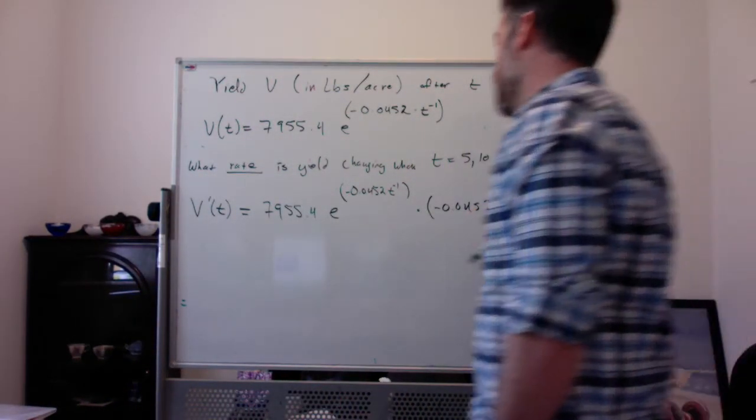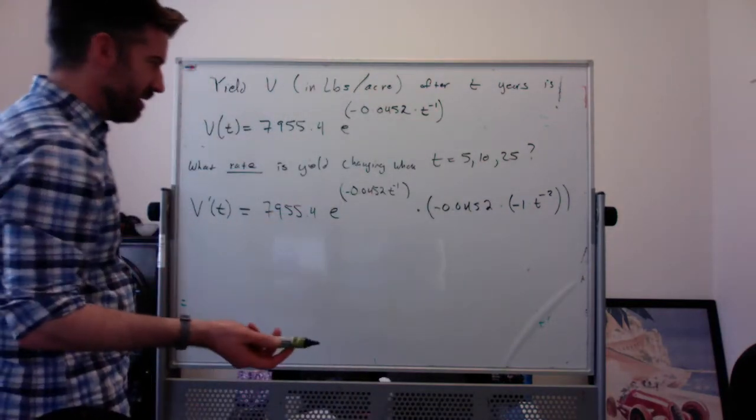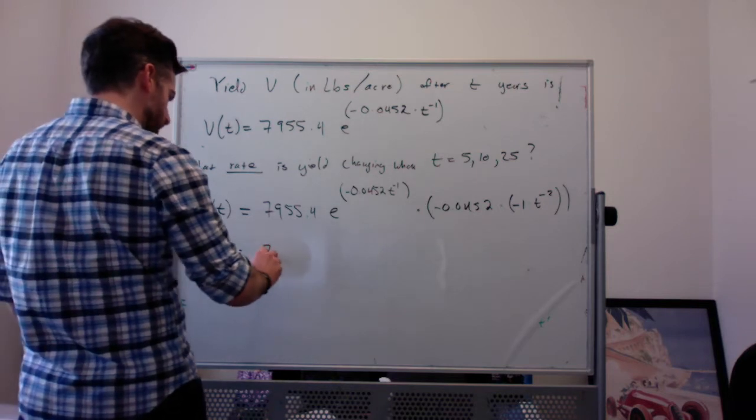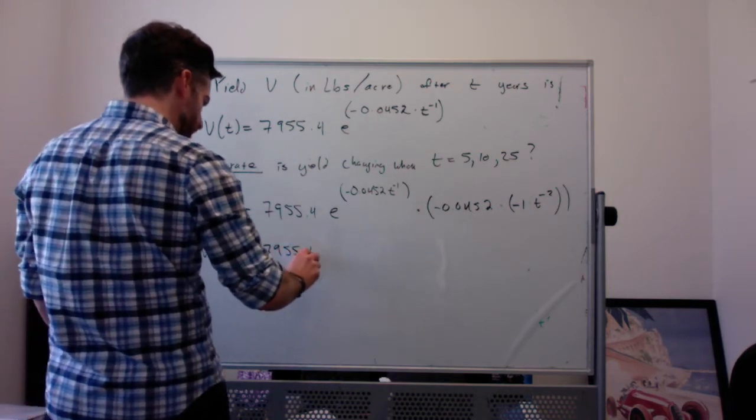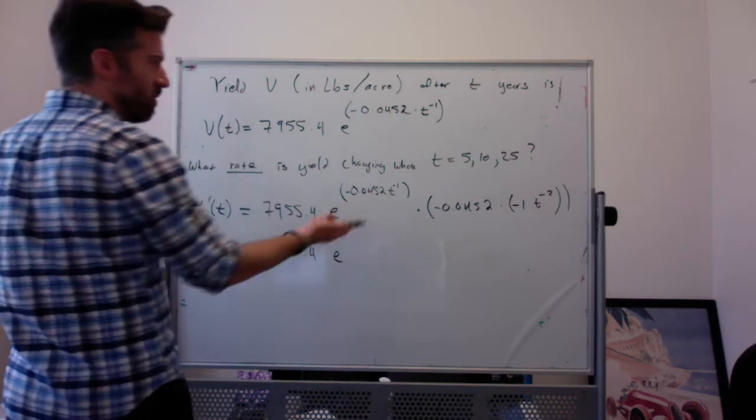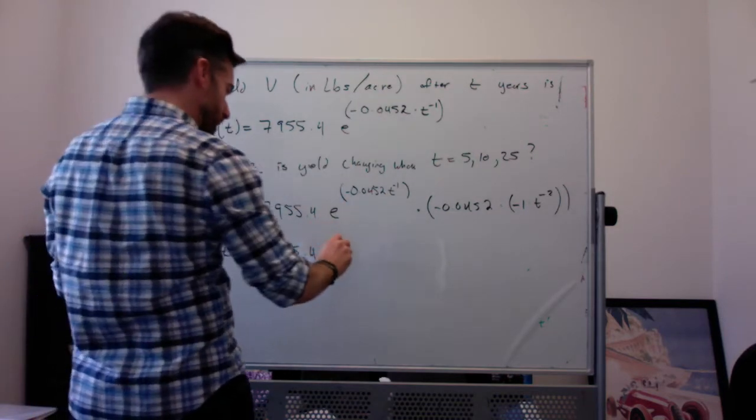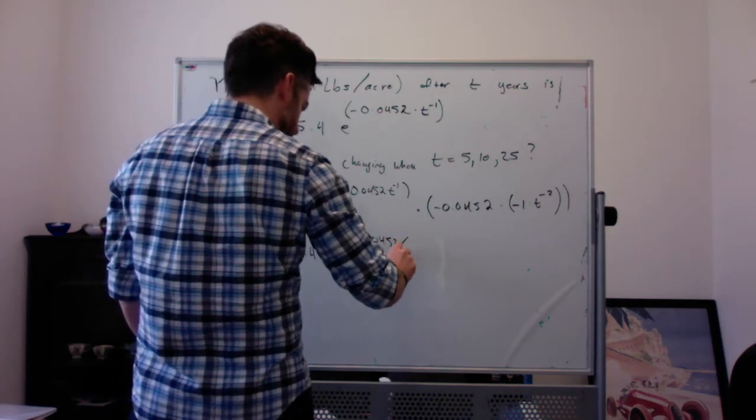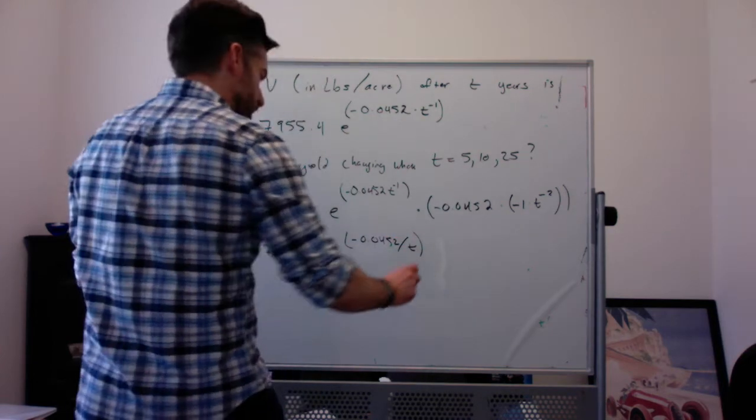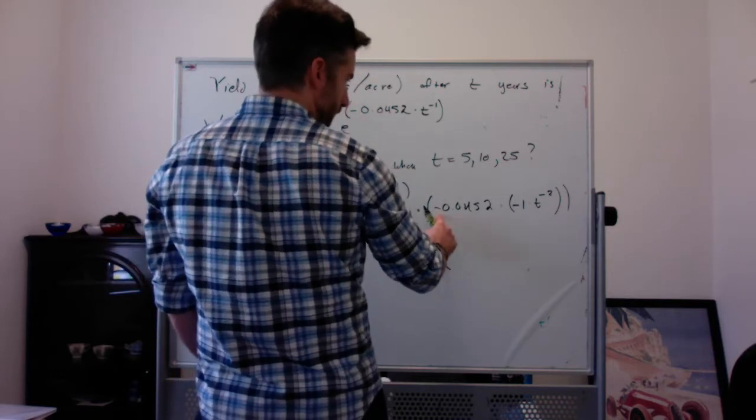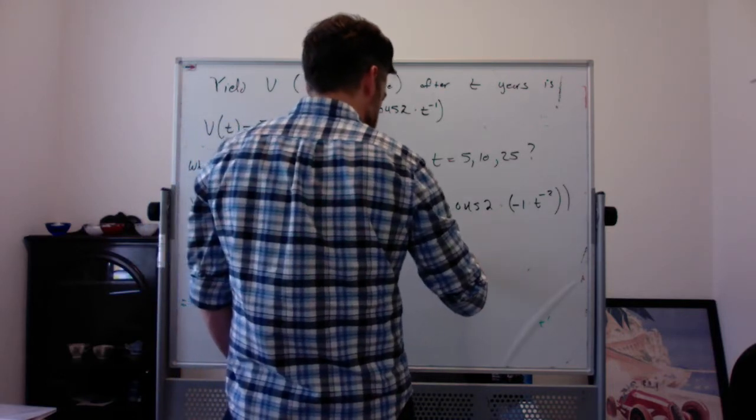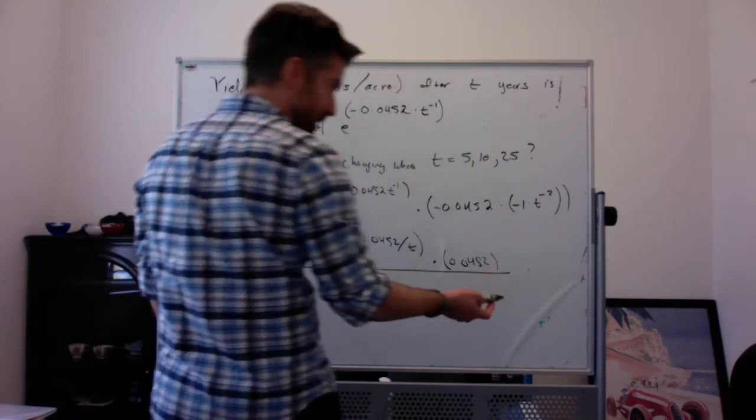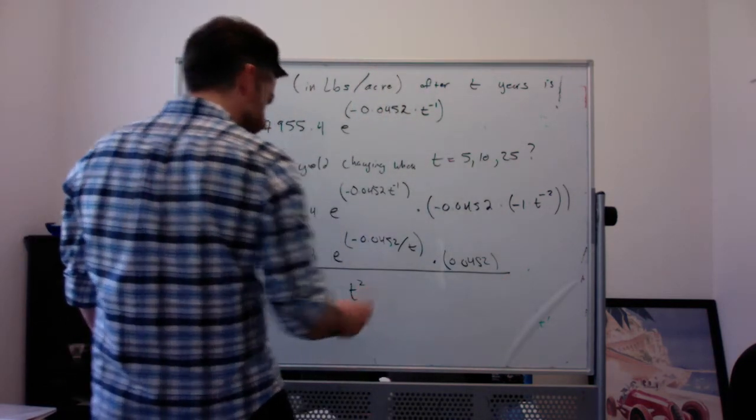Okay, so then we could simplify this a little bit. I might rewrite it as V prime of t equals 7,955.4 times e to the, now I'll rewrite this how it was written in the beginning, negative 0.0452 divided by t, times, negative times negative is a positive, so I'm going to write 0.0452 divided by t squared instead of times t to the negative second.